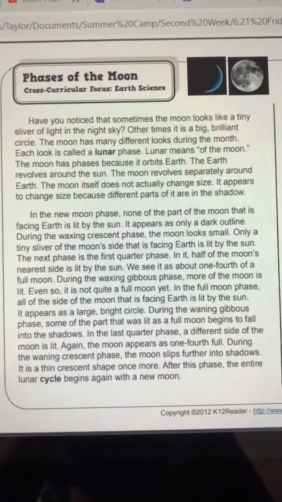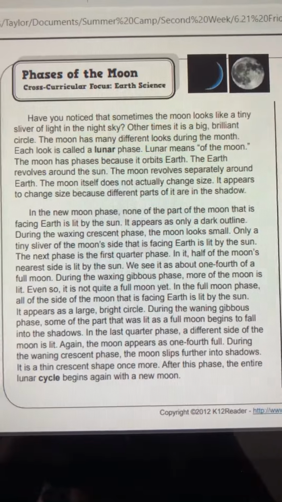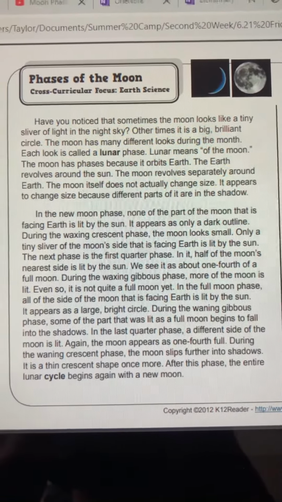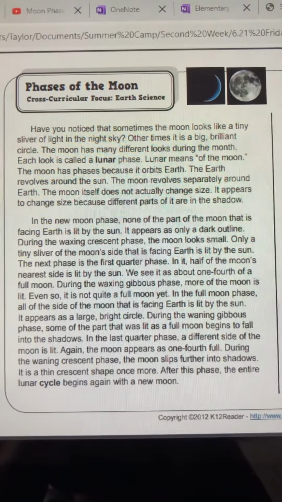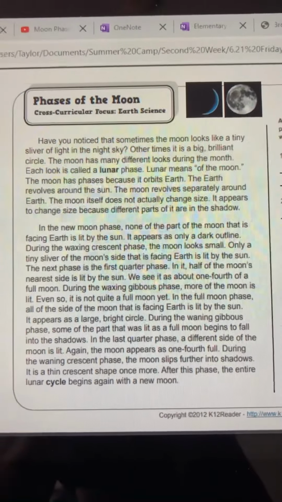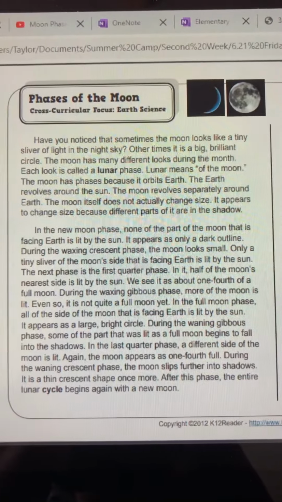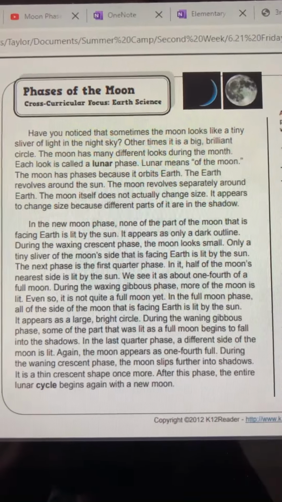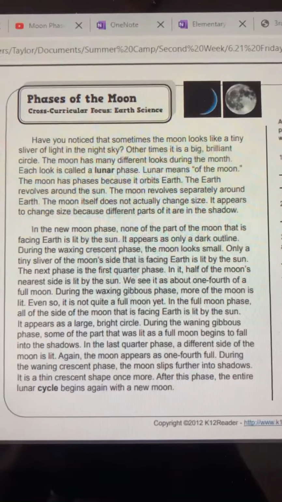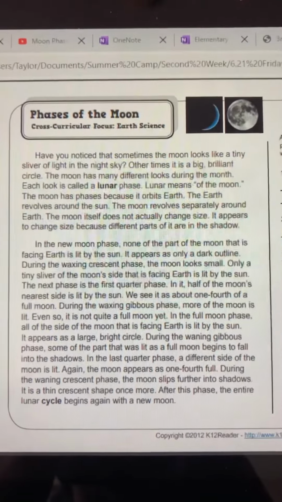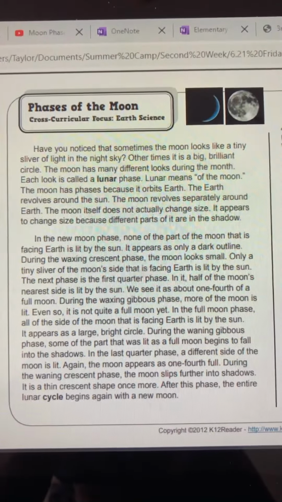The moon has many different looks during the month. Each look is called a lunar phase. Lunar means of the moon. The moon has phases because it orbits Earth, and the Earth revolves around the sun. The moon revolves separately around the Earth. The moon itself does not actually change size. It appears to change size because different parts of it are in the shadow.